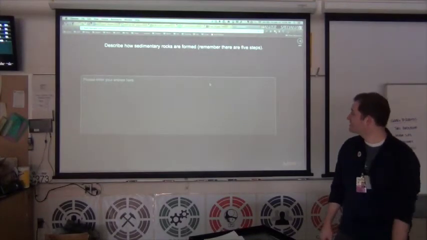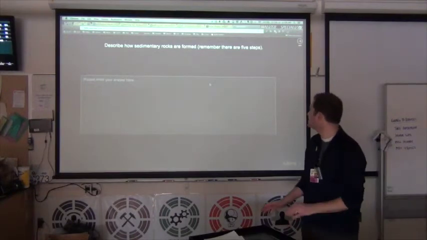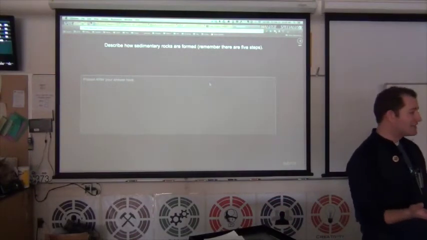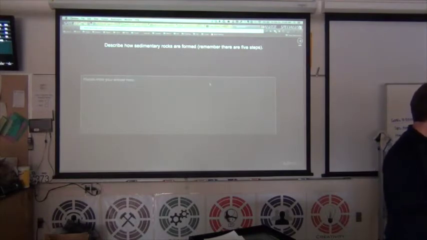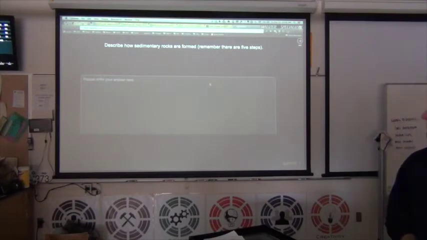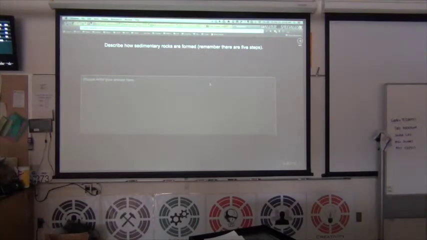Okay, last question for you is describe how sedimentary rocks are formed. Remember, there are 5 steps. That'll help you to see if you can remember all 5 steps. And this is your last question. Okay, and if you can, give me more than just the names of the 5 steps. If you can describe the 5 steps, that's even better.